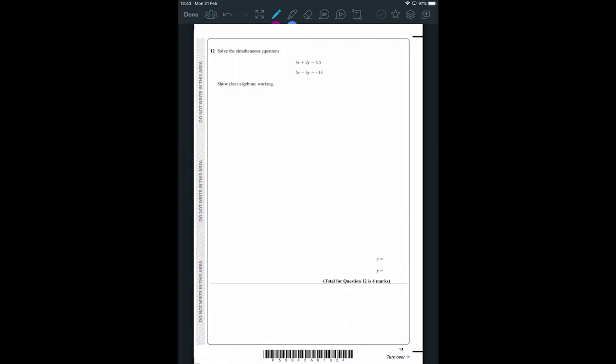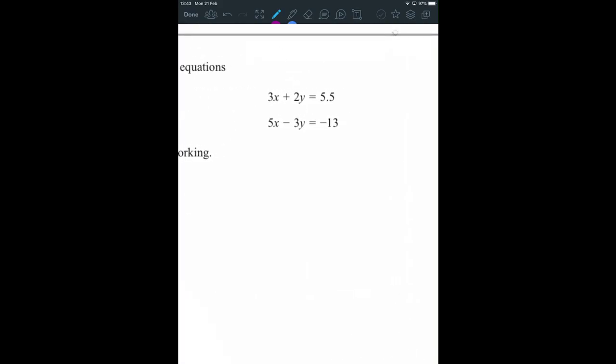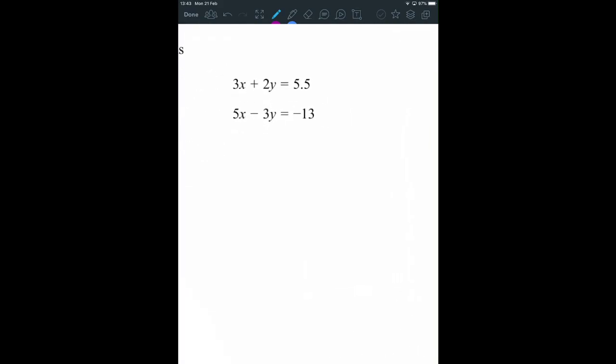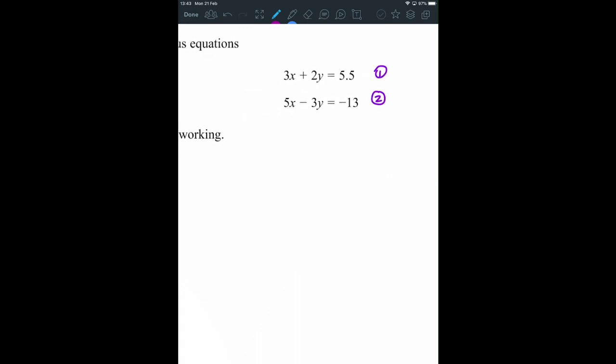Question 12, simultaneous equations. Now it is up to you whether you get rid of the x's or the y's. I'm going to choose to get rid of the y's because they're opposite signs. That means that I can add to kill them, and adding is just a little bit nicer than subtracting. However, they are two different numbers, so I'm going to have to multiply both of them. The trick is to multiply by the opposite coefficient: times the top one by 3.